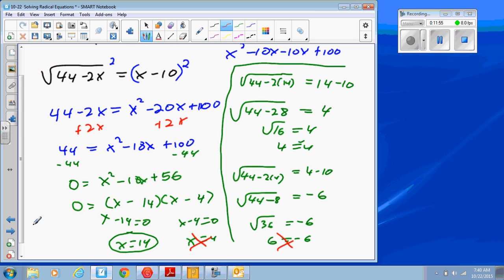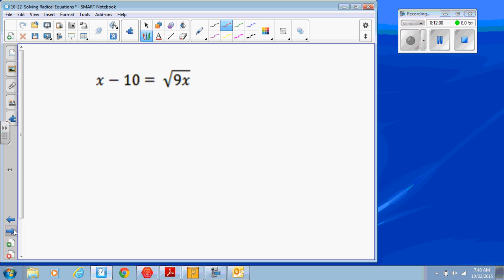All right, next problem here that I'm going to look at is this one here. I'm going to let you work that one out to yourself. If you want to check your work, the correct answer is there's only one answer for that, x equals 25.